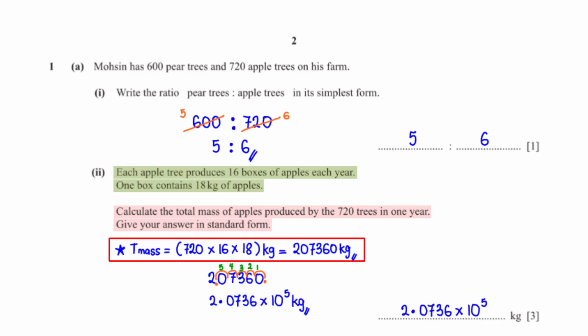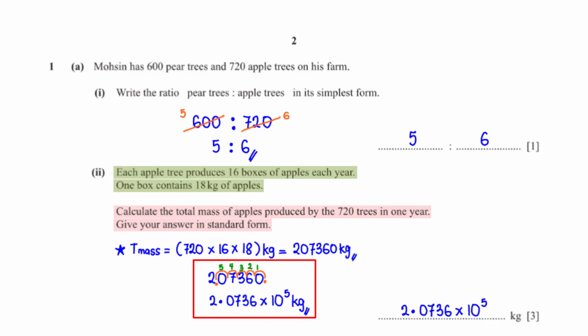207,360 kilograms. To write this figure in standard form, we move the decimal point at the end of the number to a point after the first non-zero digit, which is 2. This gives us 2.0736. Since we moved the decimal point 5 times to the left, we multiply 2.0736 by 10 raised to the power 5.